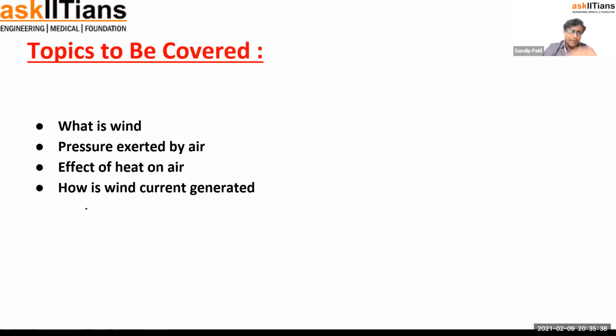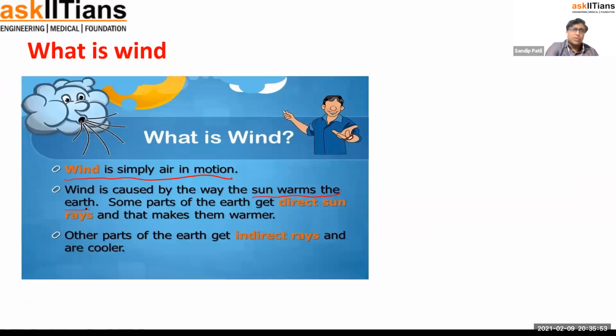Here we have seen the third point, the effect of heat on air. If the air becomes hot, then we get some kind of wind. How do we get that? Wind is caused by the way the sun warms the earth. Some parts of the earth get direct sun rays, which makes them warmer. Other parts of the earth get indirect rays, and those are cooler.